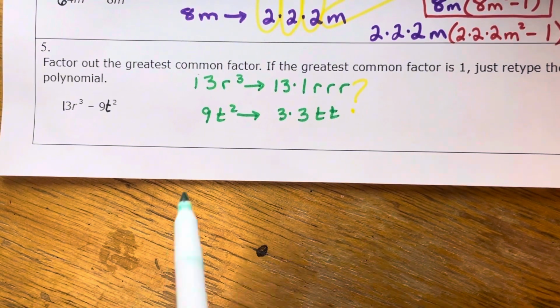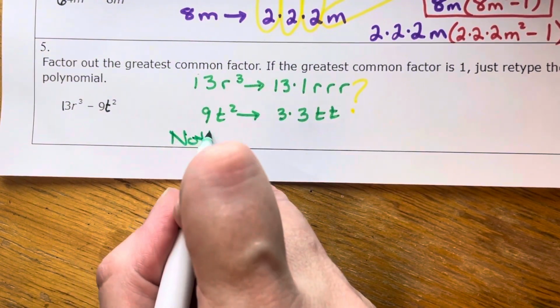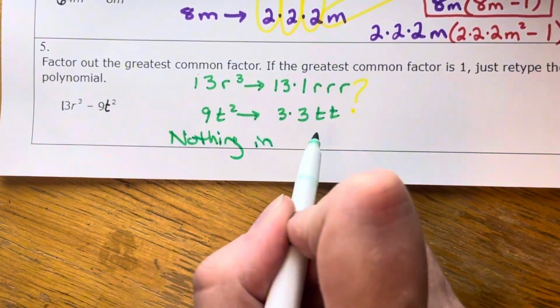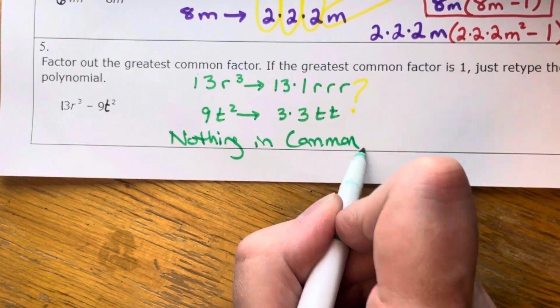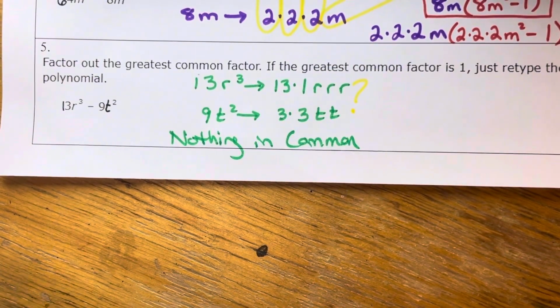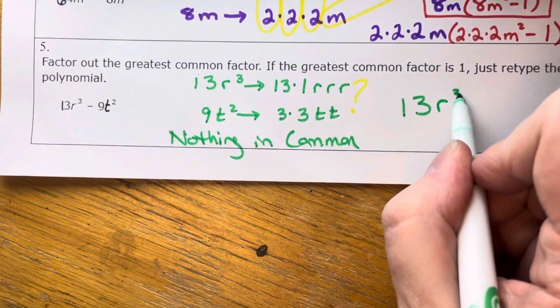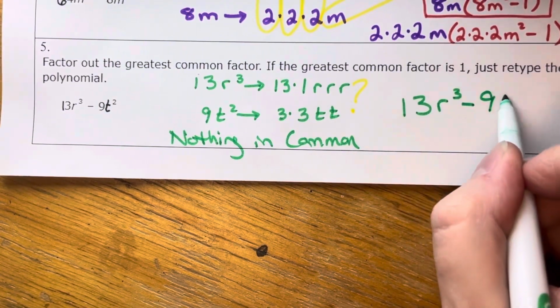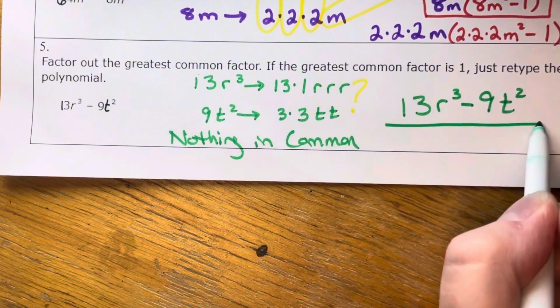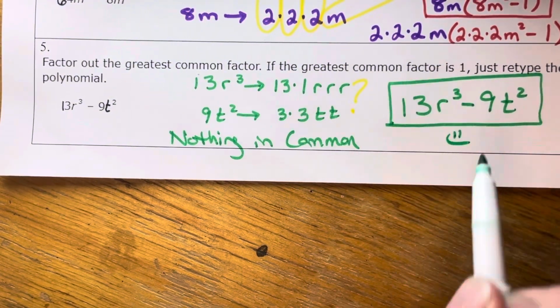So when there is nothing in common, we just rewrite the original problem because it already is as simplified, as factored as it could possibly be with nothing to change. There you go.